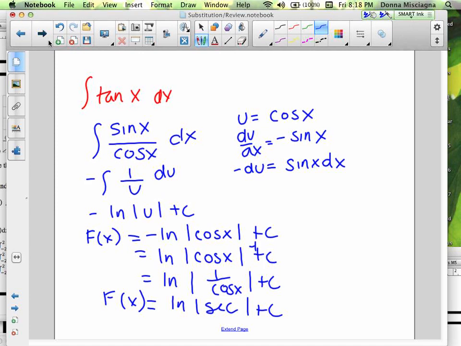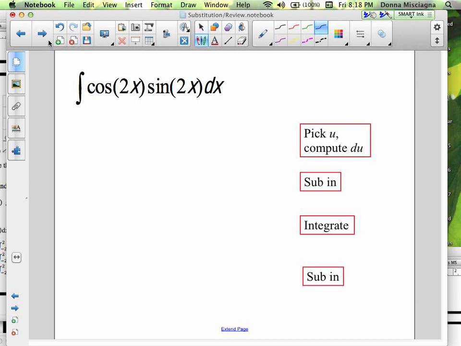But here, it doesn't matter. So we're going to do it 2 different ways. And you're going to see, this time it doesn't matter. All right, so I have cosine 2x sine 2x dx. Now I could make u the 2x because that's a function. But that wouldn't account for the fact that I have both a cosine and a sine. So I'm going to make u cosine 2x in this problem. U is cosine 2x.